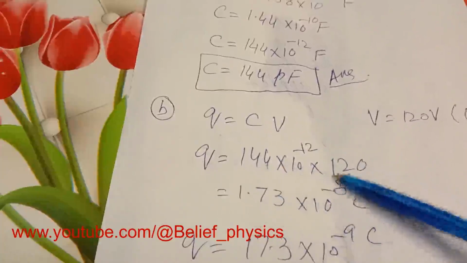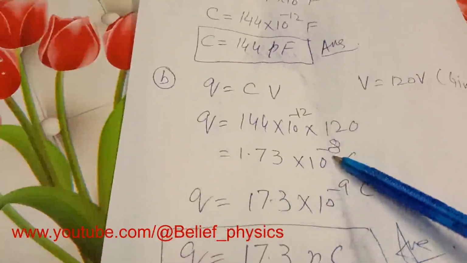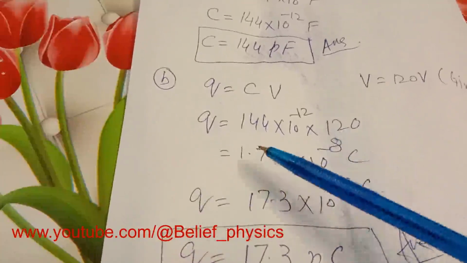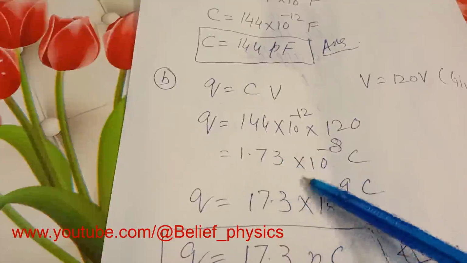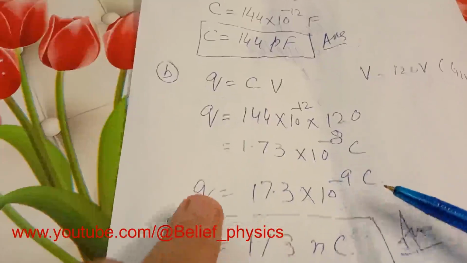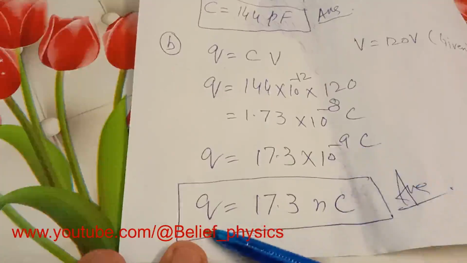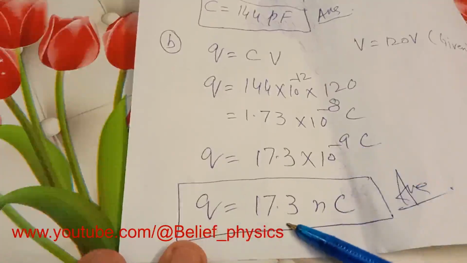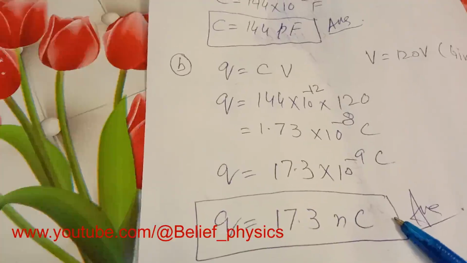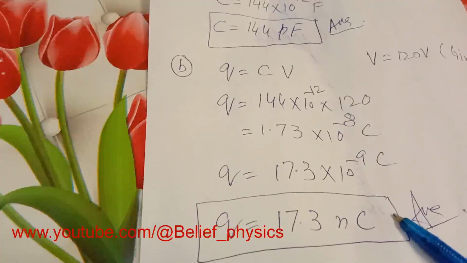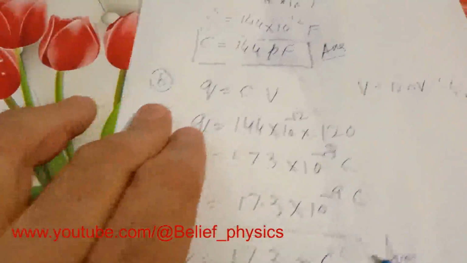So when we multiply it and simplify it, it comes out to be 1.73 into 10⁻⁸ coulomb. To make it 10⁻⁹, we need to shift the decimal one place to the right, so it becomes 17.3 into 10⁻⁹ coulomb. The prefix for 10⁻⁹ is nano, so Q will be equal to 17.3 nanocoulomb. So this completes our problem number 3 of Halliday, Resnick and Walker, chapter number 25, which is about the capacitance of capacitors. I hope you understand.